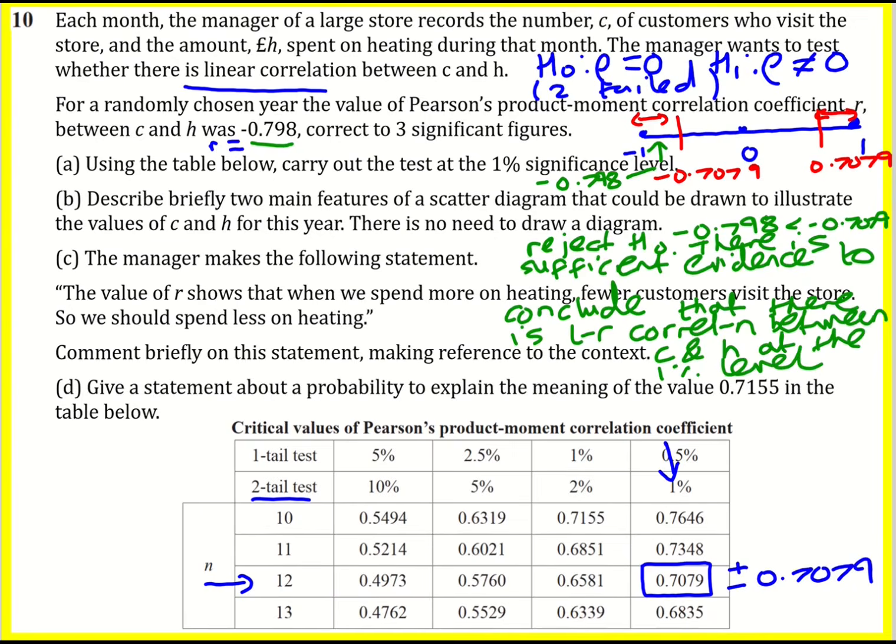One thing I didn't do here, and I forgot to do it myself in the actual paper, is we really should define what rho is. I did say out loud, but let's just write it down. Rho equals correlation coefficient for the population.